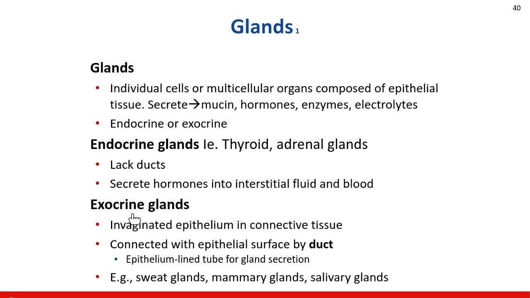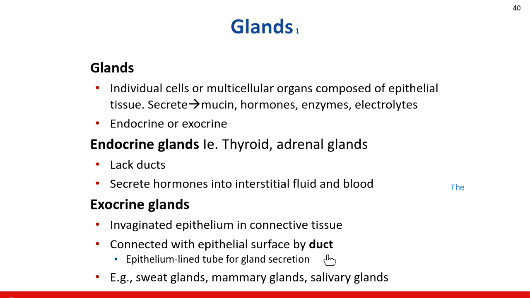So, exocrine glands. Essentially, exocrine glands are made up of epithelial tissue that has invaginated, or sunken down, into connective tissue. But they have a duct. So the gland itself will make some sort of secretion and push it out into the duct, and then that duct will release it onto the surface of wherever that gland is found.